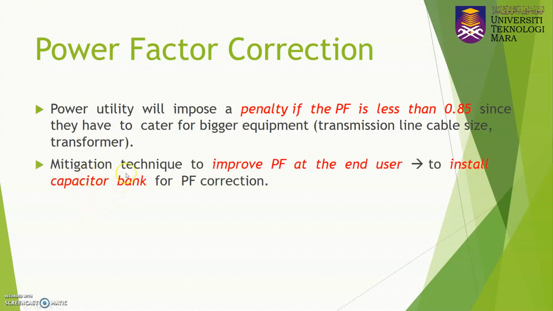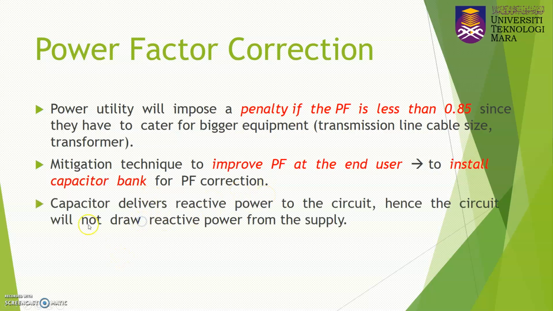There is a mitigation technique to improve the power factor at the end user, usually applied at the industry level. They will install a capacitor bank to correct the power factor, meaning to improve its value. The ideal case is 1. To improve the PF to get near to 1, say if you are getting 0.9, you need to install the capacitor bank at the industry level. The capacitor bank works by delivering reactive power to the circuit, so the circuit will not draw reactive power from the supply.